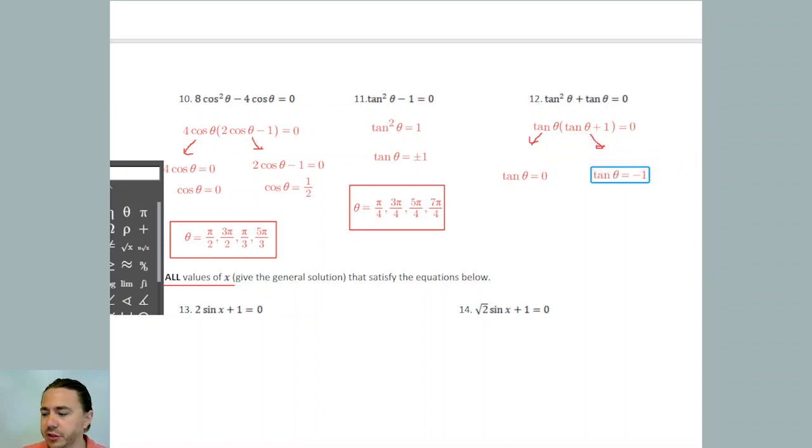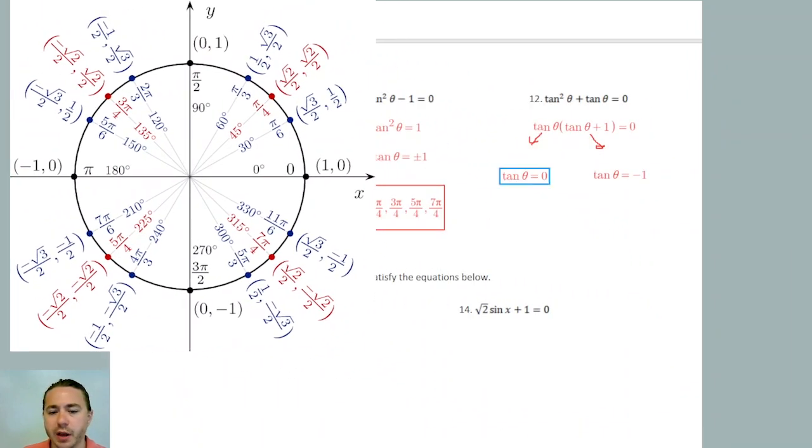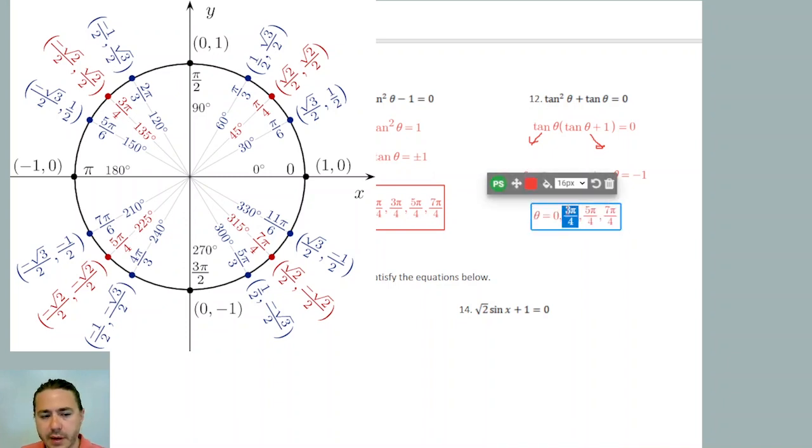And so tangent of theta equals 0 anytime the y is 0, because remember it's y over x. So let's bring this unit circle back. Anytime y is 0, that's going to be at 0 and pi. Okay, so let's go ahead and start typing our solutions here. So 0, pi, and then tangent's equal to negative 1 whenever the x and y are opposites. So that's going to be 3 pi over 4 and 7 pi over 4.